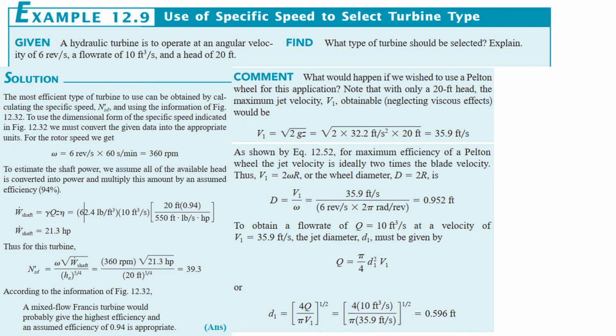So now we are going to see an example with the help of which we are going to see in which scenario we are going to select our turbine. In a certain scenario, we are required to select a turbine type. Given is a hydraulic turbine that is to operate at an angular velocity of 6 revolutions per second, a flow rate of 10 cubic foot per second, and a head of 20 feet.